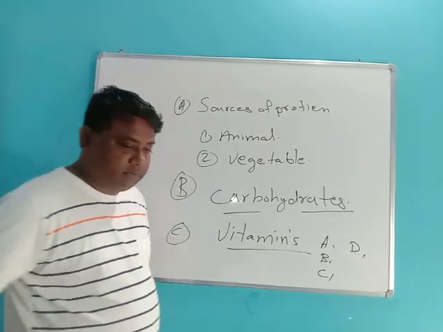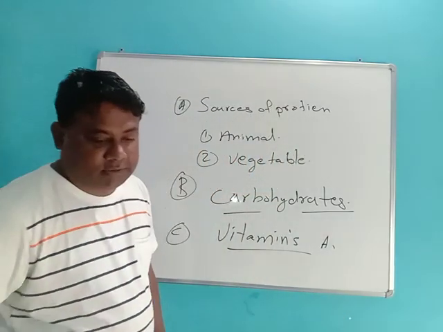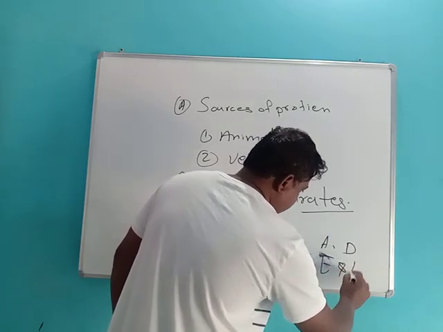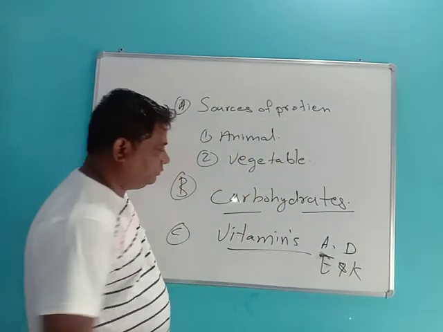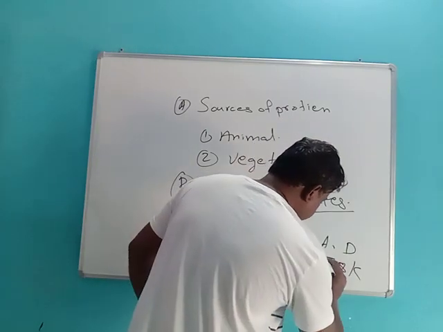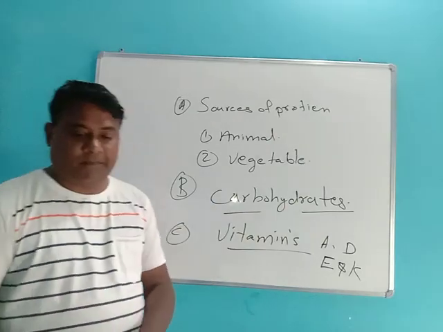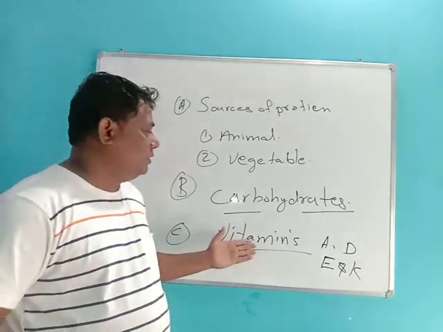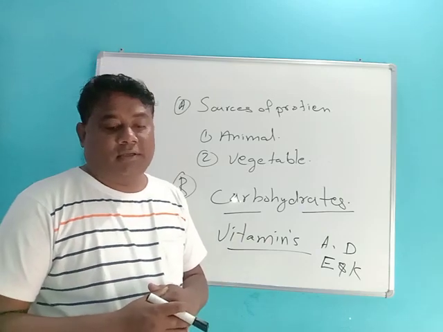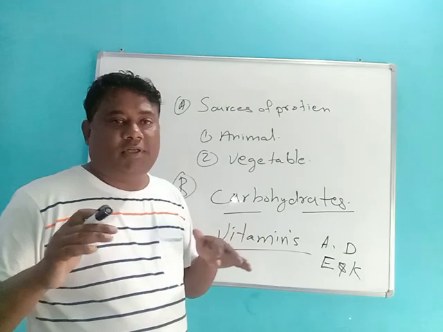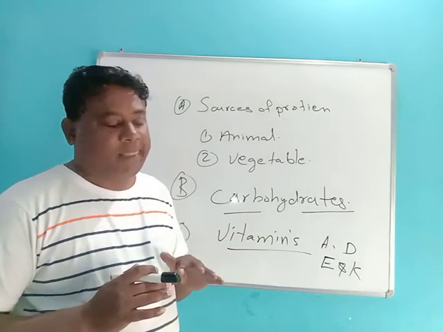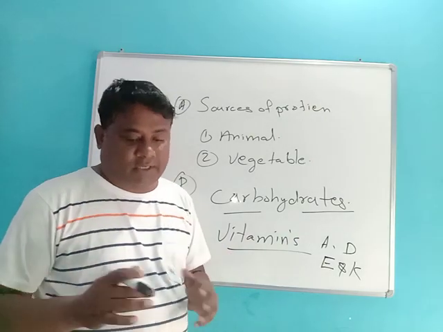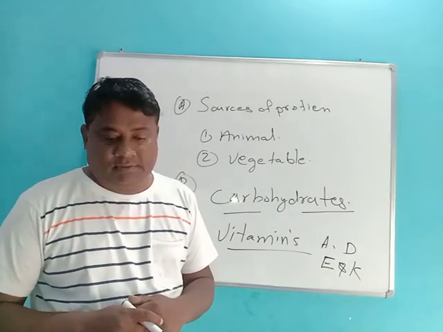A, B, D, E, and K. These are the vitamins that are very important, and we know that a lack of vitamins causes many diseases in our body. So these are the nutritive components of diet. Protein we know, carbohydrate we know, and vitamins we know very well. Without vitamins, what will happen?